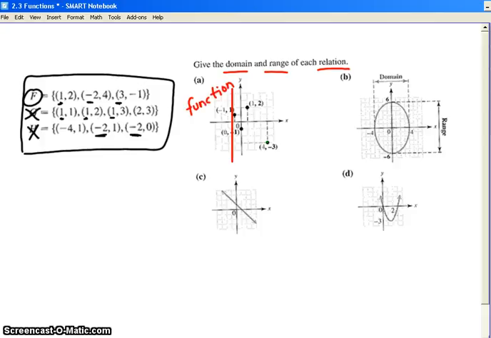And the domain of this function is all of my x values. And since none of these points are connected, I'm going to have to list my domain. So the smallest x value is -1.